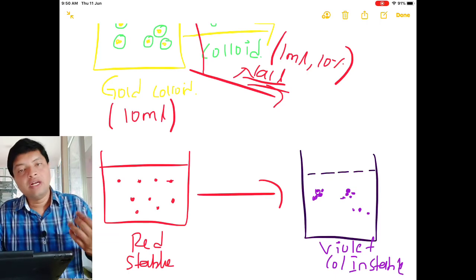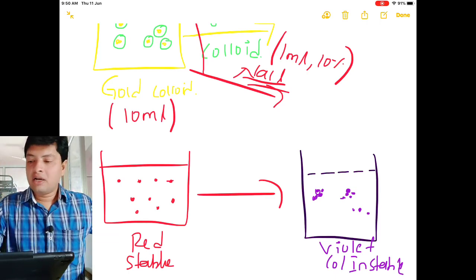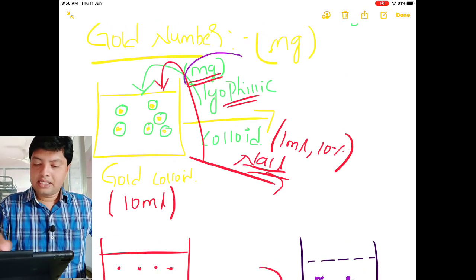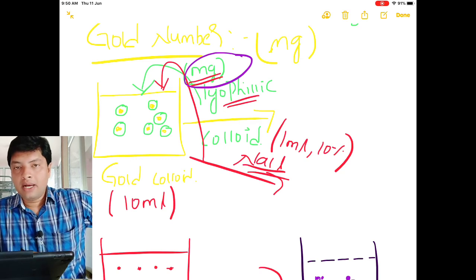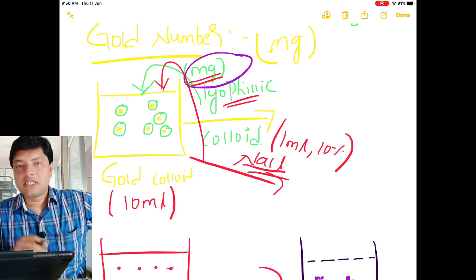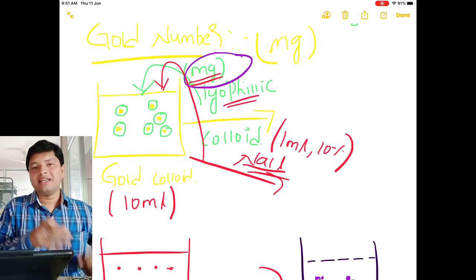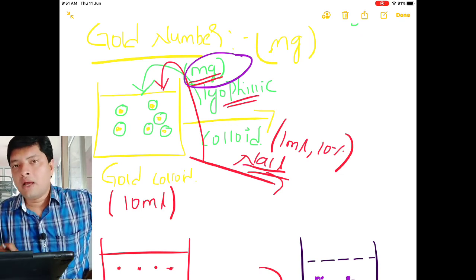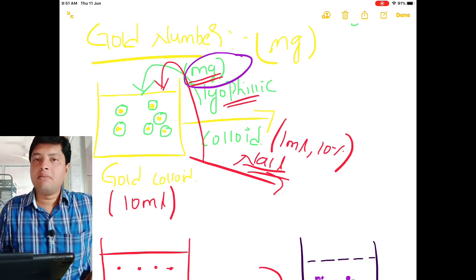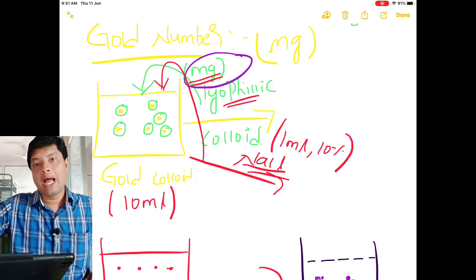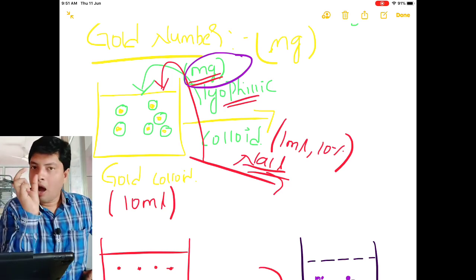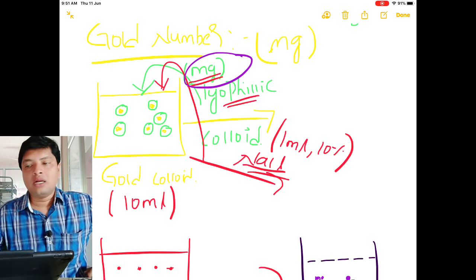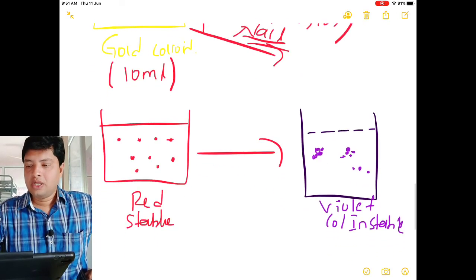Now, we will try to see the definition. So we saw here, by addition of x mg of lyophilic colloid, your lyophobic colloid is being stabilized. The lyophobic colloid is gold colloid, hence the name gold number. So the name is gold number because you are using gold colloid here. The lyophobic colloid is stabilized by the addition of lyophilic colloid, even though you add electrolytes to destabilize it.